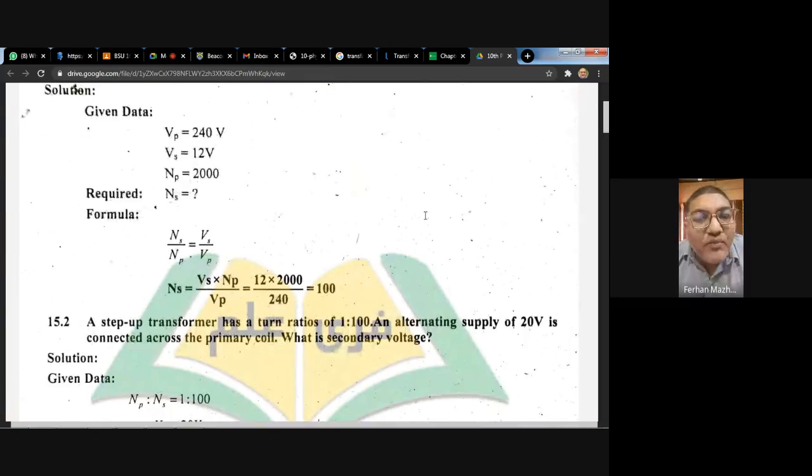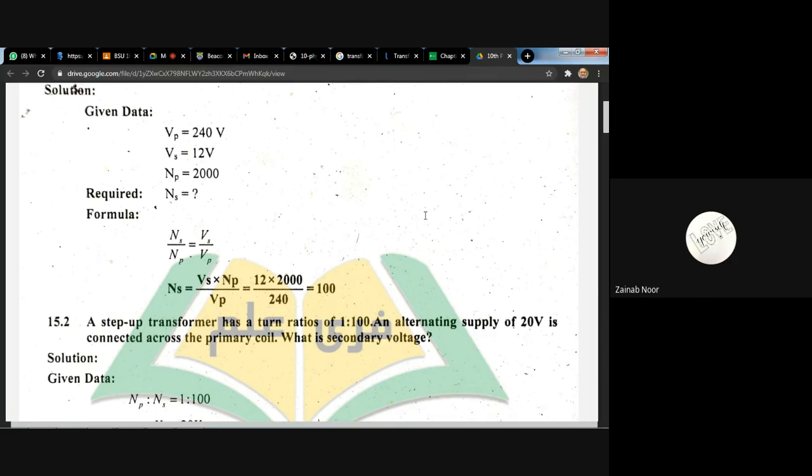you just learned the formula NS by NP equals VS by VP. NS is the question, number of turns in the secondary. So that NP will go to the other side and it will multiply. So NS equals VS multiplied by NP divided by VP. Just put the values: 12 multiplied by 2000 divided by 240. And the final answer will be 100. So the number of turns in the secondary is 100. Do you understand this? Yes, sir.